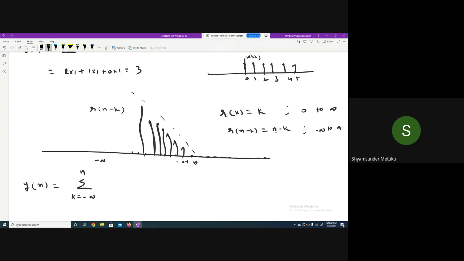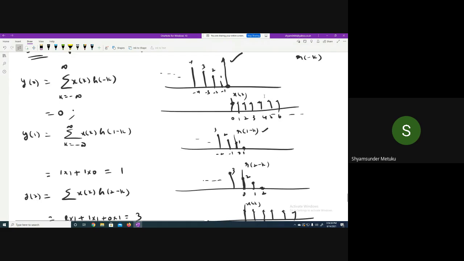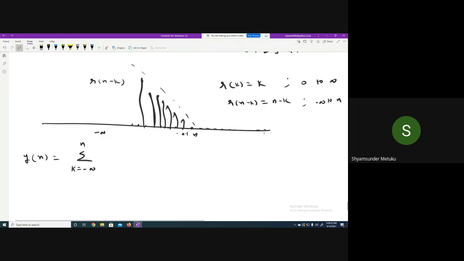You tell me. When you do the product of two signals, the upper limit will be decided by your r of n minus k only. In all three cases, you can see here, when n is equal to 0, the upper limit is 0 only, the overlapping portion. When n is equal to 1, the upper limit is again 1 only for the overlapping portion. When n is equal to 2, the upper limit is 2 only, isn't it? That is the reason I'm generalizing now.